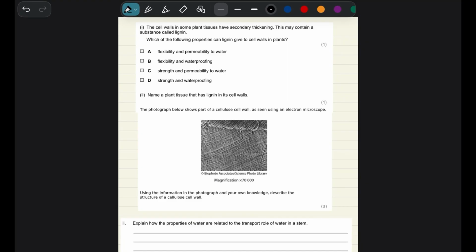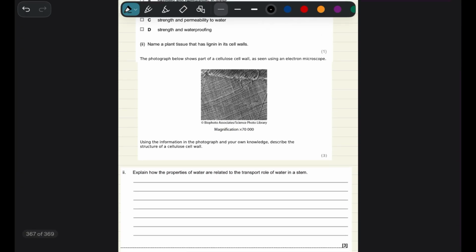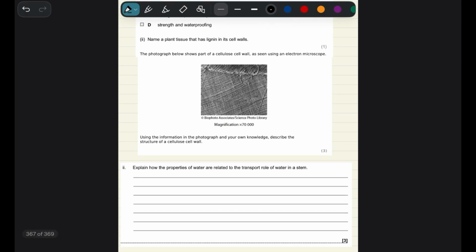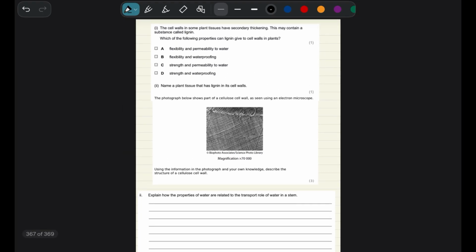Okay, we've got some questions for you to try. The first one is multiple choice, and then you're naming a plant tissue that has lignin in its cell walls. Those are just recall questions. In the next one, you have an electron micrograph of a cell wall, and you're using the photo and your own knowledge to talk about the structure of a cell wall. So try to do that one. And finally, how the properties of water are related to the transport of water in a stem. So look at all of those questions, give them a go, pause the video, and we'll get into it.